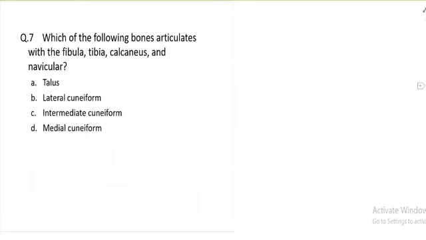Which of the following bones articulates with the fibula, tibia, calcaneus, and navicular? This is the key bone. This is a direct question, asking about talus.